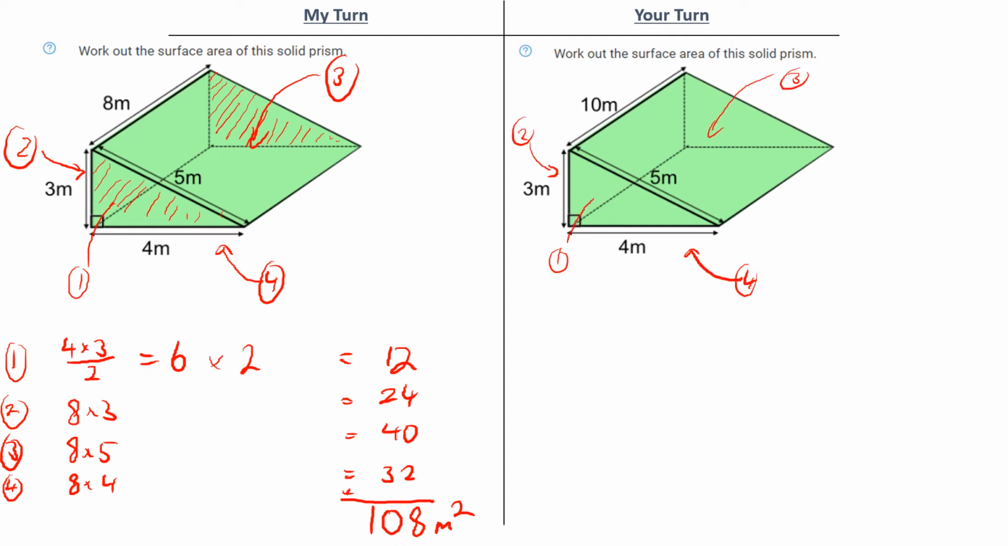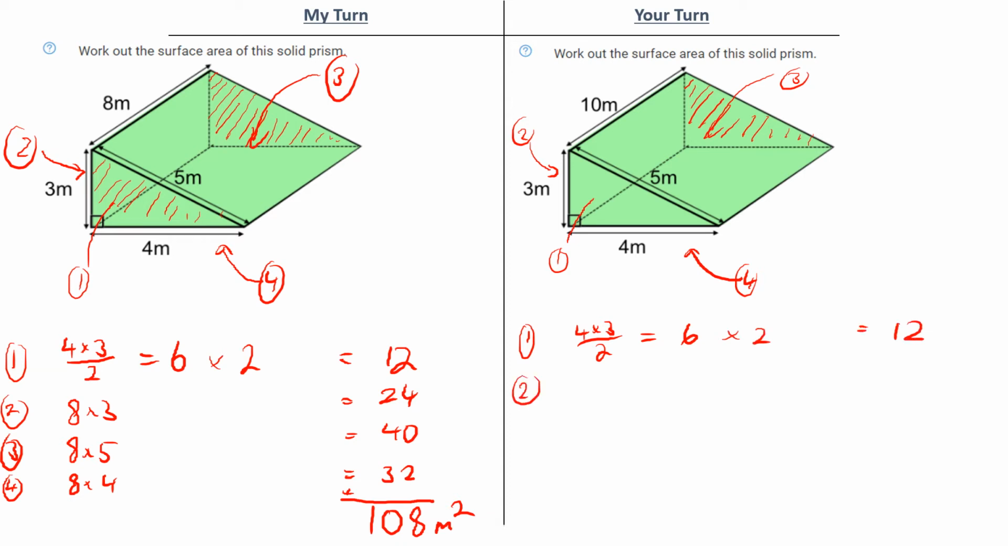Okay, so I've labelled the faces, so let's go for the triangles first. So we've got base times height, 4 times 3, divided by 2, gives me 6 again. And again, we're going to double that since we've got two identical right angle triangles. So we times that by 2 to get 12.